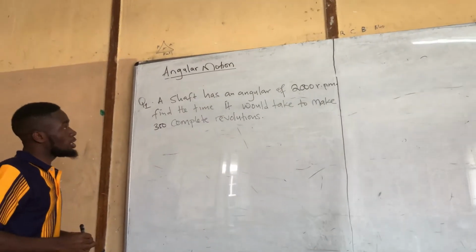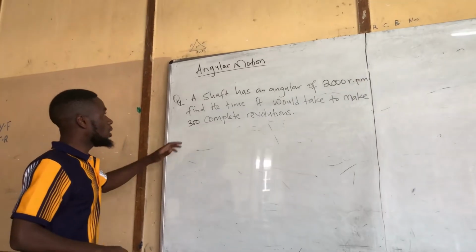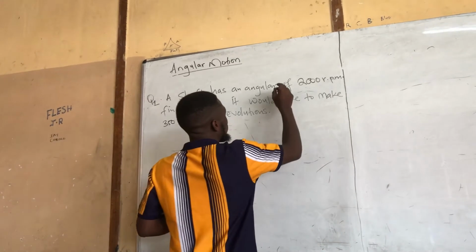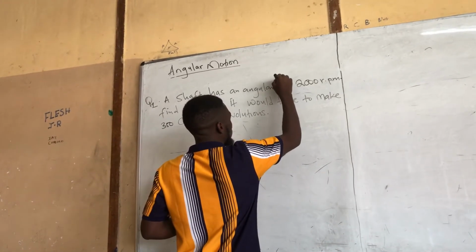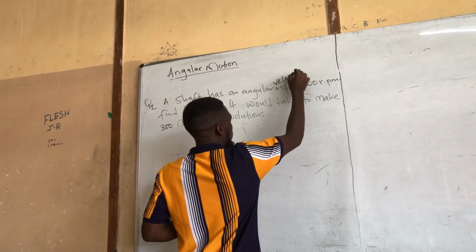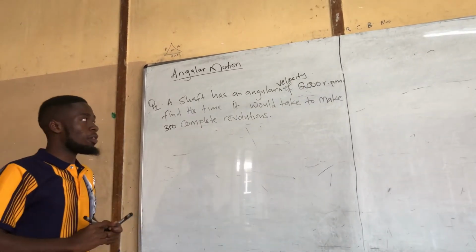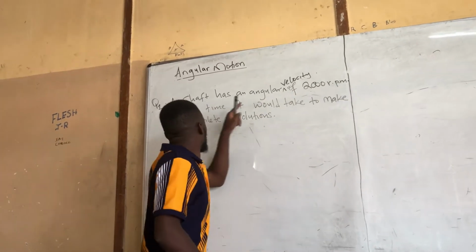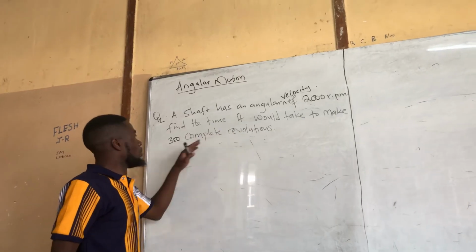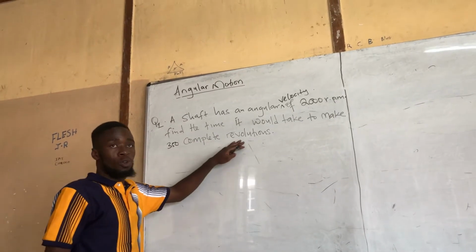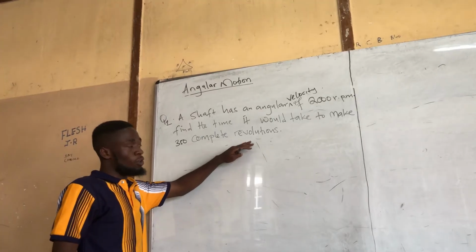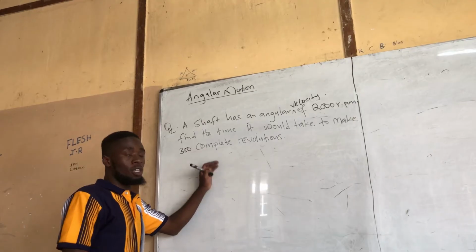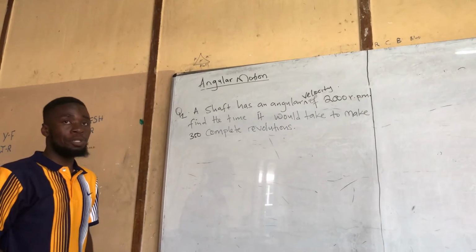Okay, so let's answer this question. This is an exam question. A shaft has an angular speed or velocity of 2000 revolutions per minute. Find the time it will take to make 350 complete revolutions.